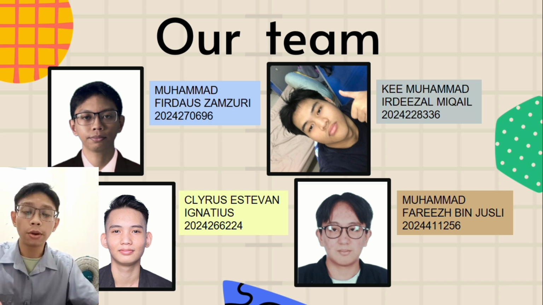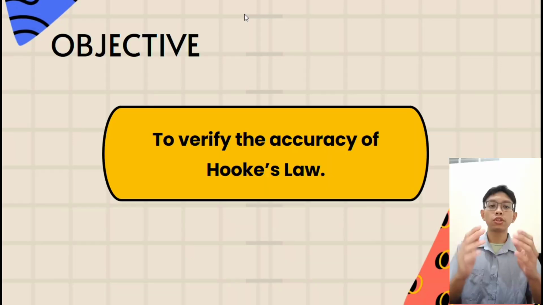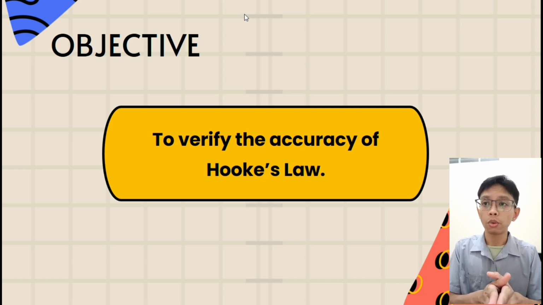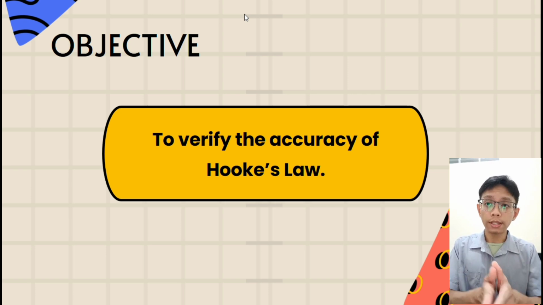So in this video, we are going to present our data that we got after conducting the experiment. The experiment we conducted is the Hooke's law experiment, experiment number 6. We start with the objective of the experiment. What is the objective of the Hooke's law experiment? The objective is to verify the accuracy of Hooke's law statement.